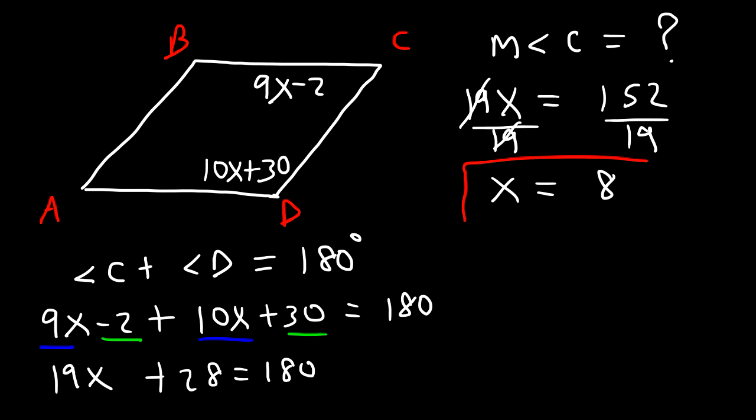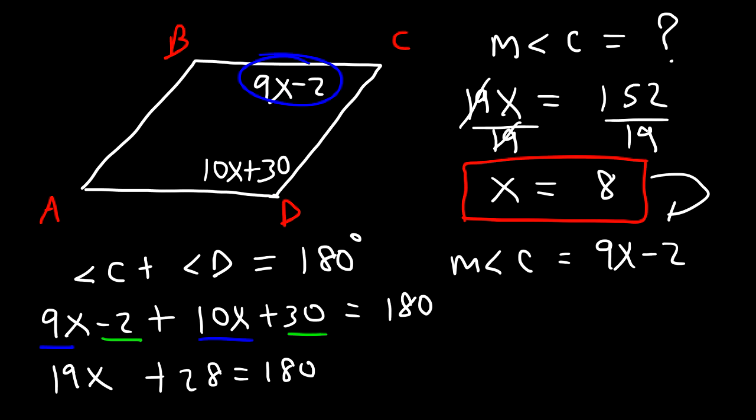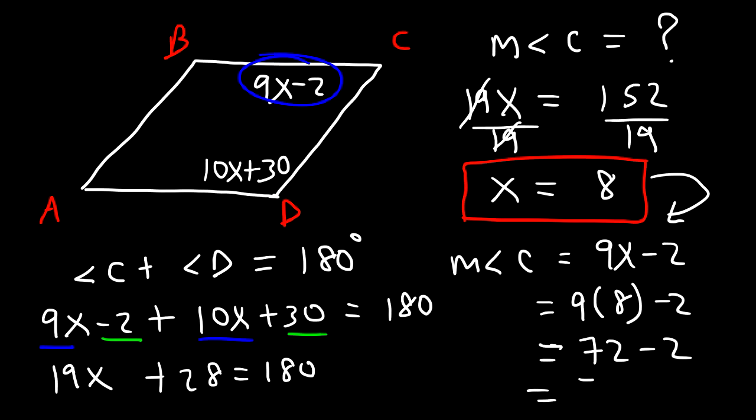So now that we have the value of x, we can calculate the measure of angle C. So angle C is 9x minus 2. So let's plug in the x value that we have. So let's replace x with 8, and this will give us the answer. 9 times 8 is 72, and 72 minus 2 is 70. And so that's the measure of angle C. It's 70 degrees. And so that's it for this problem.